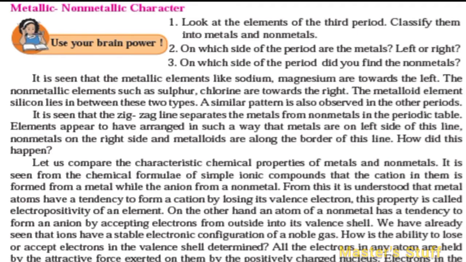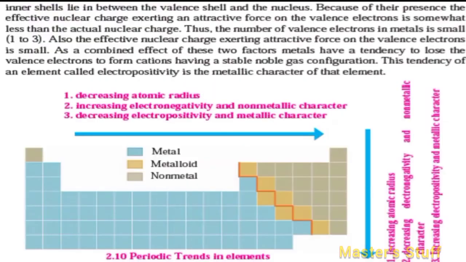The metals have the tendency to form cations by losing their valence electrons. This property is called electropositivity of an element. On the other hand, the non-metals have the tendency to form an anion by accepting electrons from outside into their valence shell. This property is called electronegativity of an element.